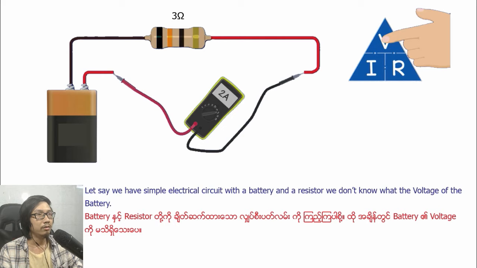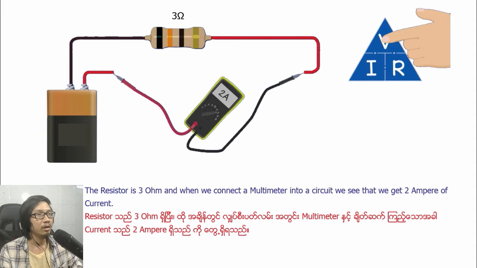Let's say we have a simple electrical circuit with a battery and a resistor. We don't know the voltage of the battery. The resistor is 3 ohm. When we connect a multimeter into the circuit, we see that we get 2 ampere of current.